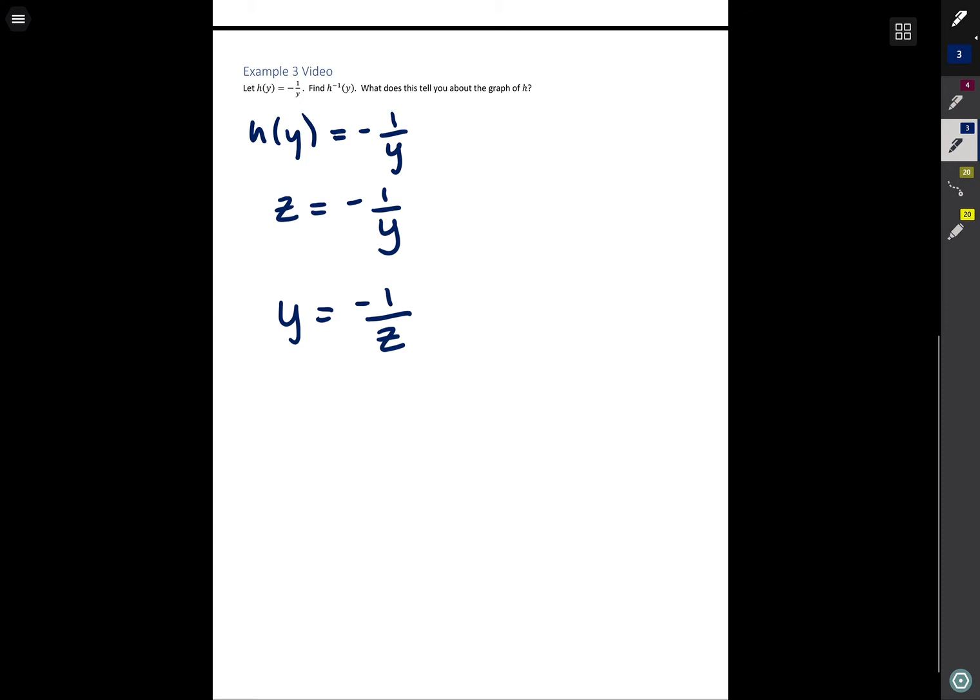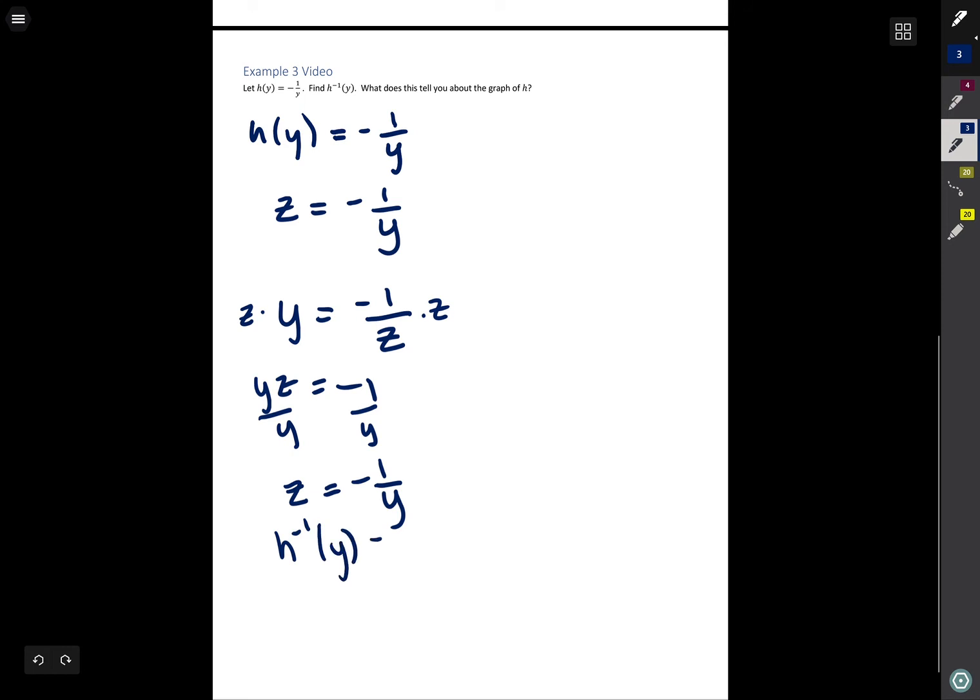So if I want to solve this for z, I'm going to multiply both sides by z. And I'm going to say yz equals -1. And then I can just divide both sides by y, so it's not algebraically a hard problem. And I get z equals -1 over y, which should be telling me that h inverse of y is equal to -1 over y. Which, interestingly, is exactly what I started with.